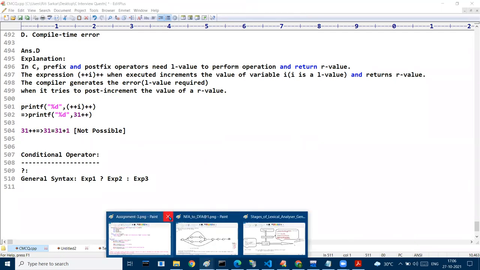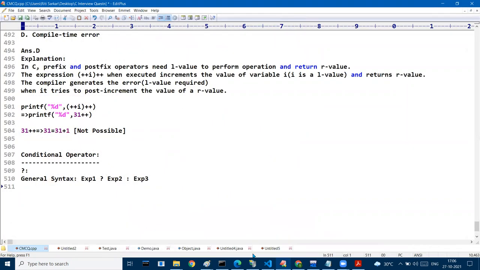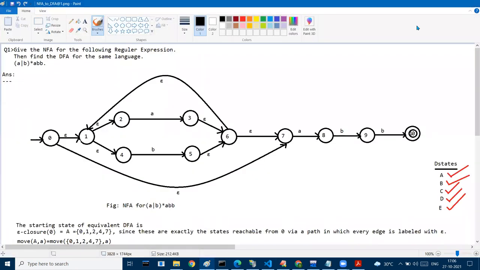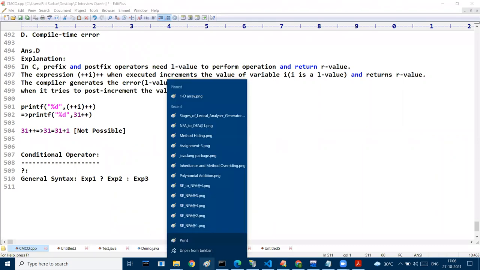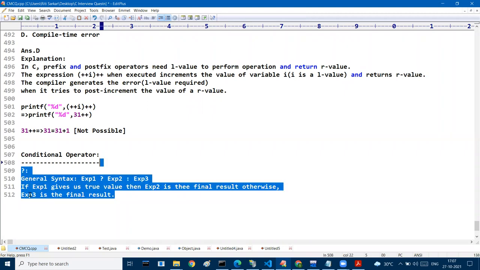Now, what is the working principle? If expression one gives us a true value, then expression two is the final result. If expression one gives us a false value, then expression three is the final result. Otherwise, expression three is the final result. This is the working principle of the conditional operator.